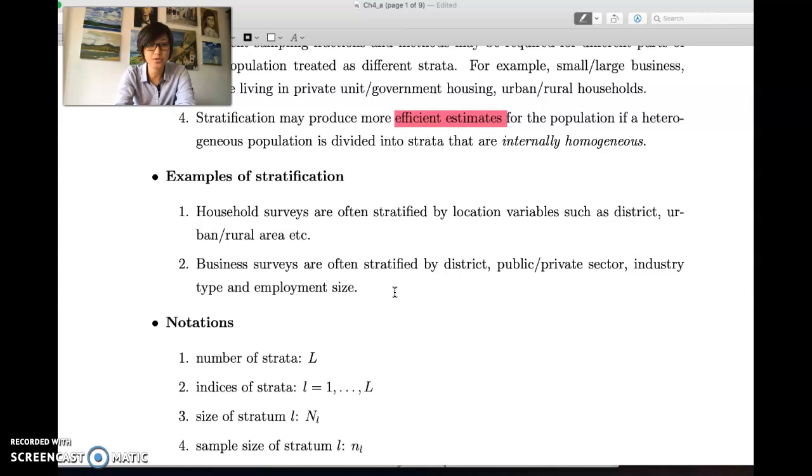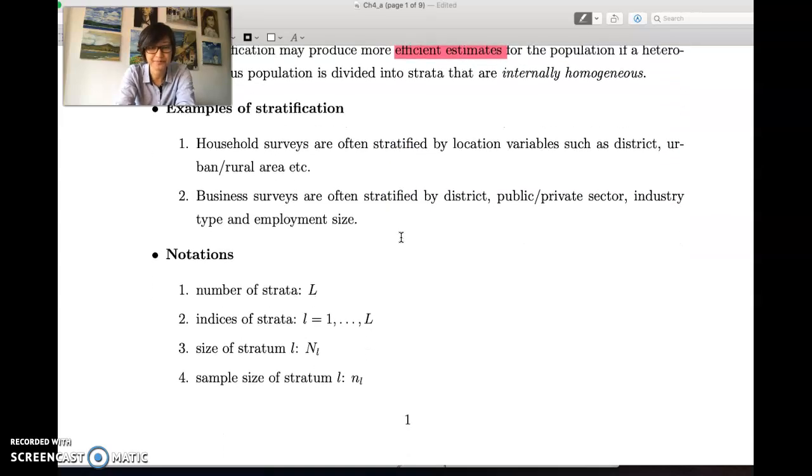Another example: we want to do a business survey. Then we can again easily divide the businesses into either public or private sector, big firms, small firms, big market cap, smaller market cap, medium market caps. So we can easily divide the population into different strata. And then we know that between strata, they are quite different. Within the stratum, it is very similar. So we would prefer to do a stratified random sampling.